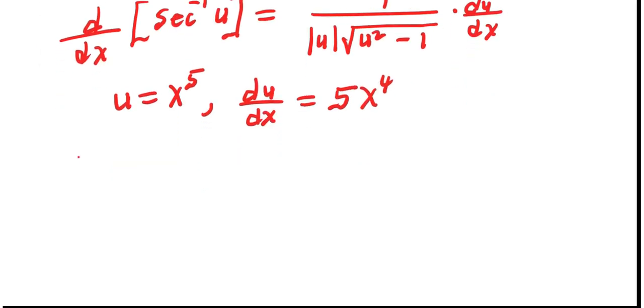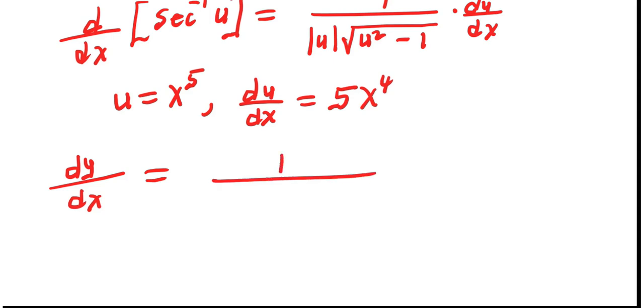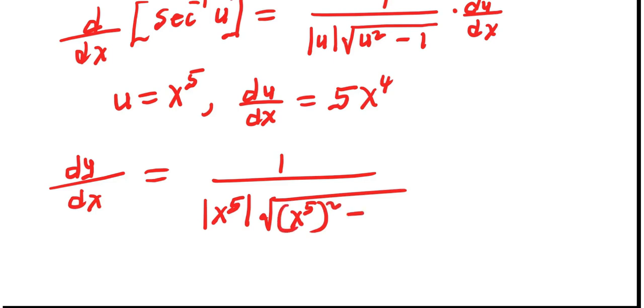So now let's take the derivative of y with respect to x. This will be equal to 1 over the absolute value of x to the 5th power times the square root of x to the 5th power squared minus 1, times du/dx. The du/dx is simply this, so let's transfer that over here. So we have 5x to the 4th power.